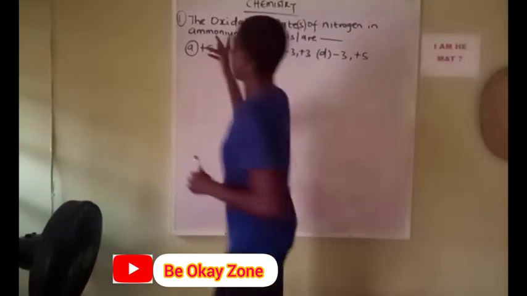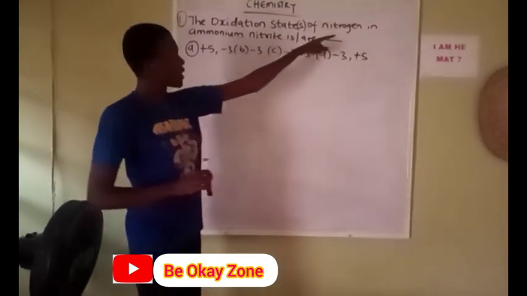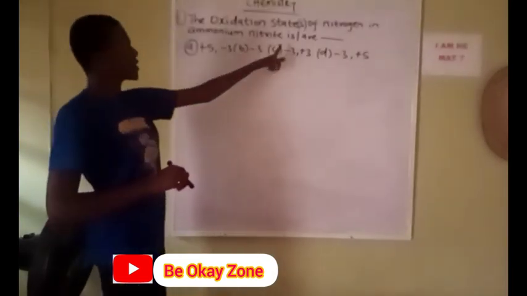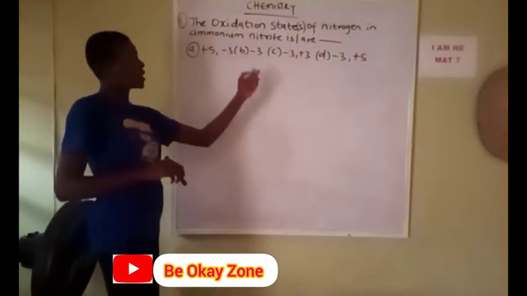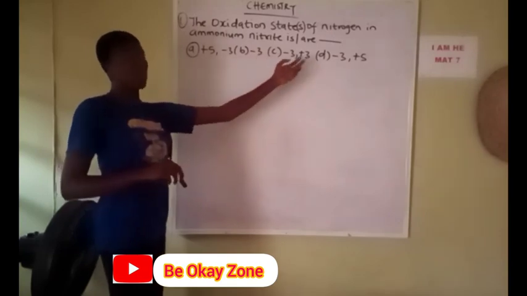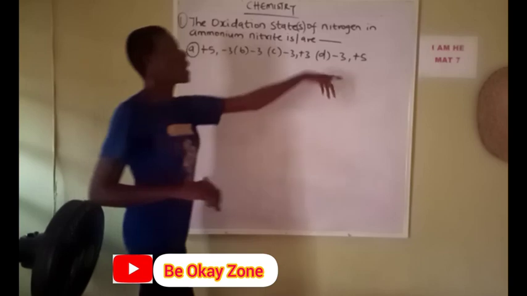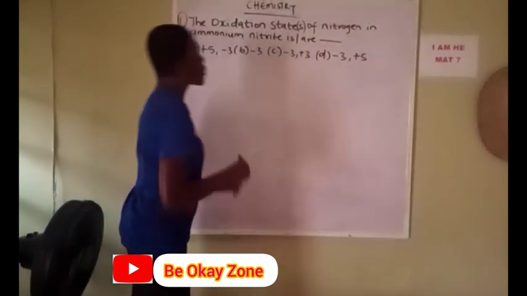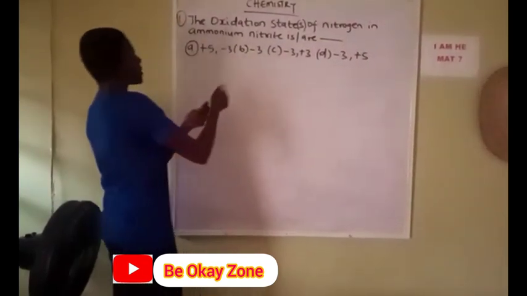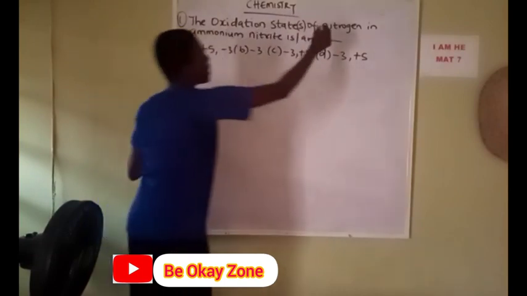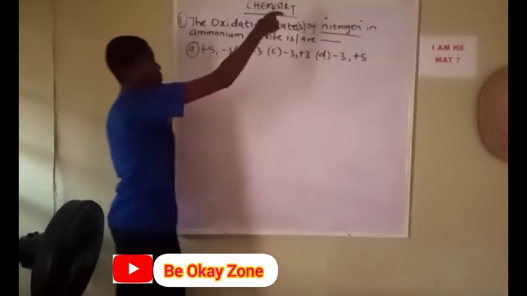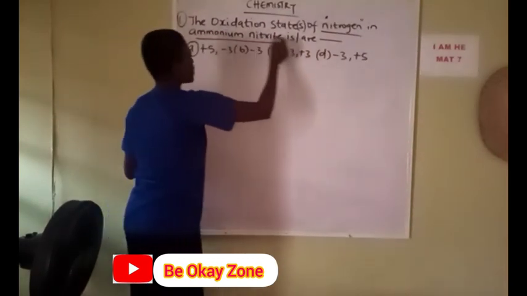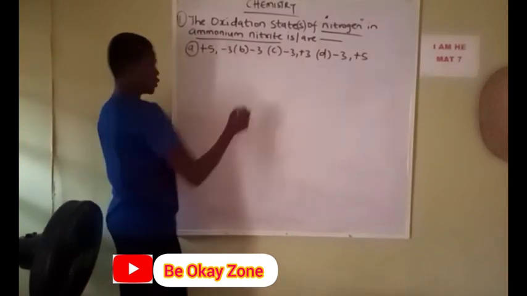The oxidation state of nitrogen in ammonium nitrite is what? A, +5 or -3; B, -3; C, -3 or +3; D, -3 or +5. So what do we do in this case? You're going to look at the oxidation state of nitrogen in ammonium nitrite.